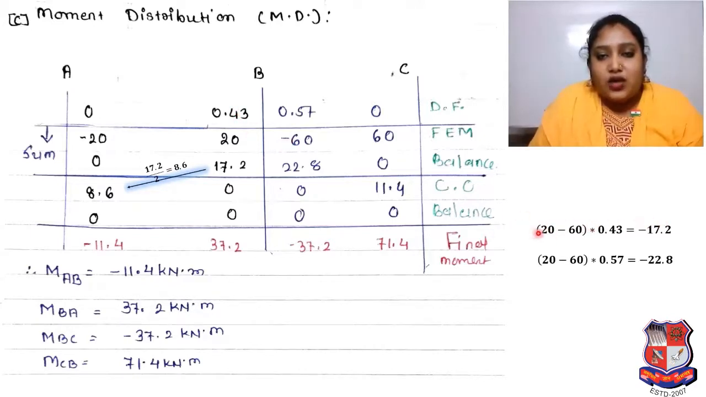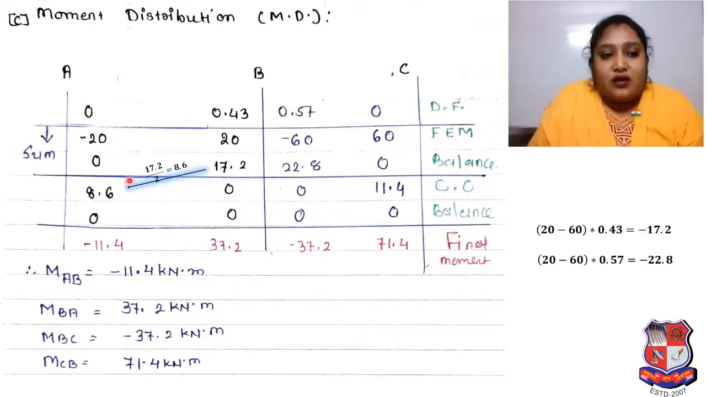Dear students, whatever I am discussing over here, you try to make a note from that, so you can understand whatever we are calculating over here and make a proper note based on that. So 20 minus 60 into 0.43 is minus 17.2. Then 20 minus 60 into 0.57 is equal to minus 22.8.